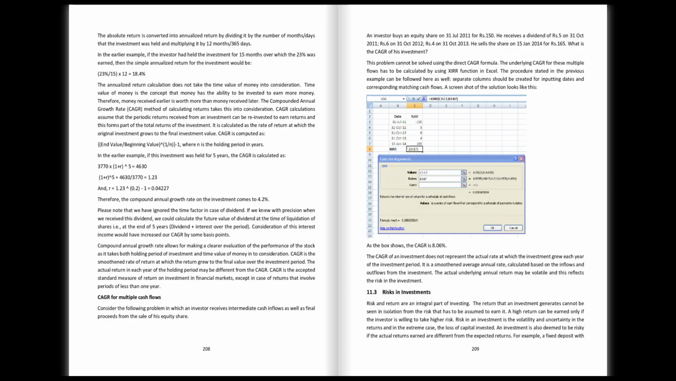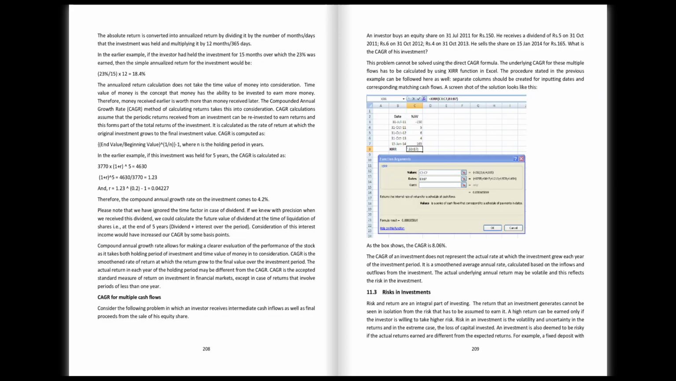Compound annual growth rate allows for making a clearer evaluation of the performance of the stock, as it takes both holding period of investment and time value of money into consideration. CAGR is the smoothened rate of return at which the return grew to the final value over the investment period. The actual return in each year of the holding period may be different from the CAGR. CAGR is the accepted standard measure of return on investment in financial markets, except in case of returns that involve periods of less than 1 year.